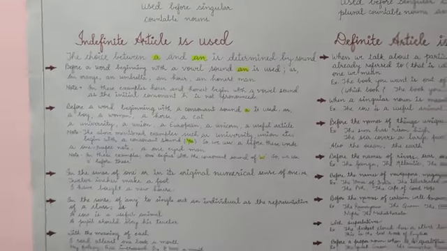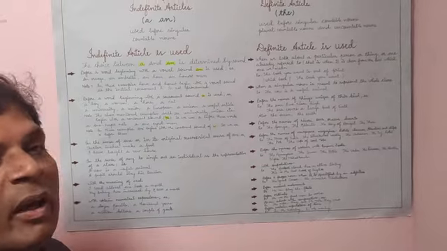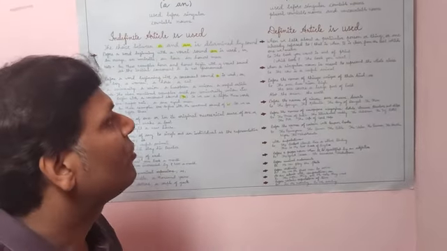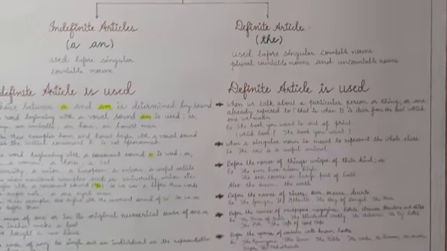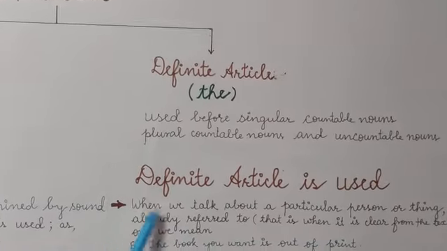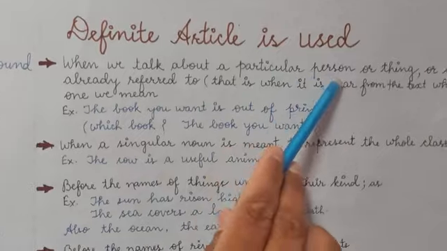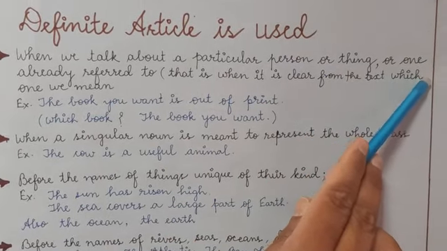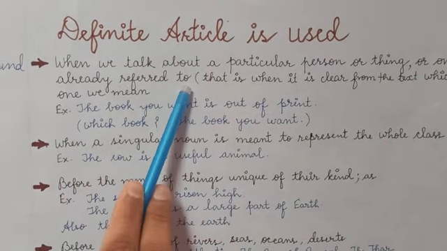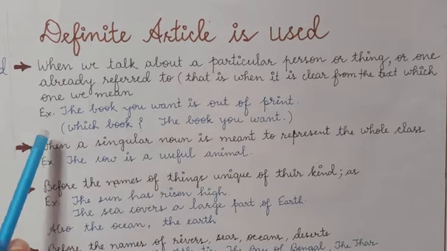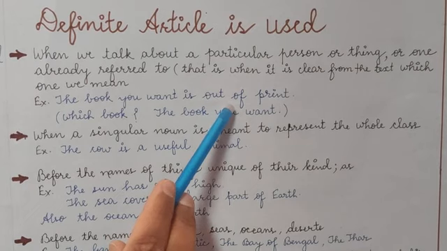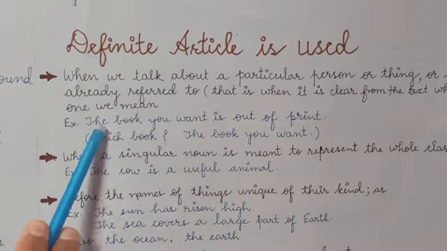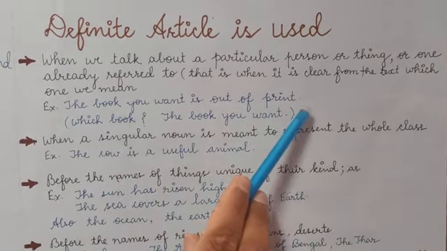Let us talk about the definite article. Where we will use the definite article, let us discuss. So the first rule I have written here: when we talk about a particular person or thing, or one already referred to. Let us see the example. The book you want is out of print.